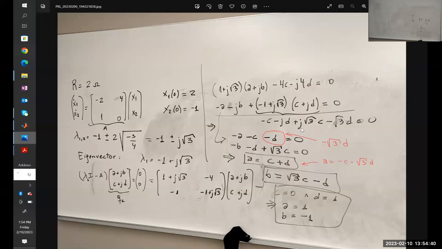So when you get the real part of this, here's the mistake that I made. If we get the real part, I forgot to put the square root of 3 here. So we need to make that correction.